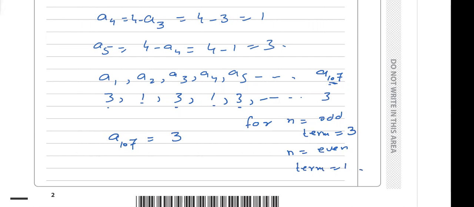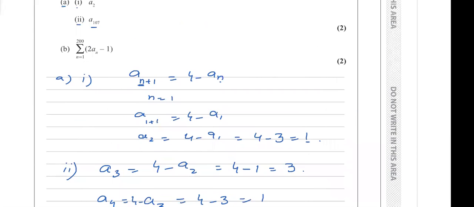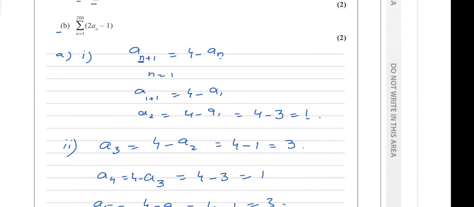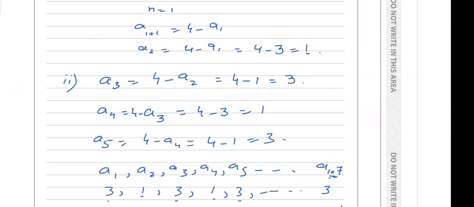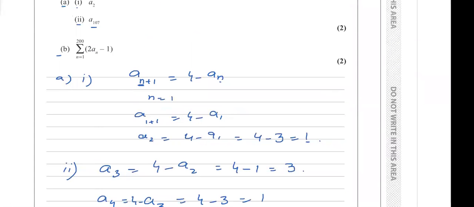Now next, part b, we have to find the summation, sigma n equal to 1 to 200, of this expression. Let's write it. The same technique we have to use here also. We have to find sigma, n equal to 1 to 200, of 2a(n) minus 1.